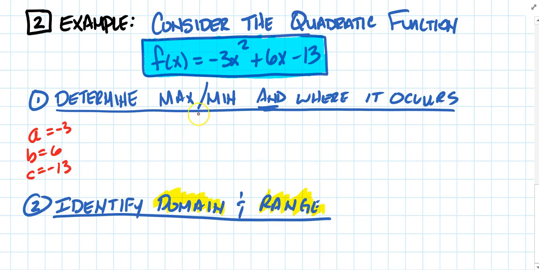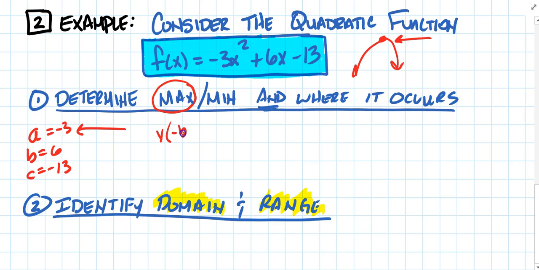This thing is going to have a maximum. The reason it's going to have a maximum is because the a value is negative. So that means that this parabola is opening downward. That means that it has a high point, so that means that it must have a maximum. Okay, let's figure out where it occurs. So let's find the vertex of this thing.